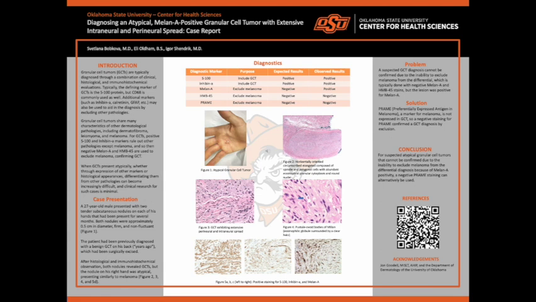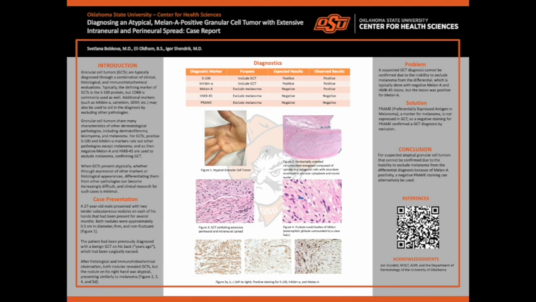And so figure 1, that's how it presented clinically. Figure 2 shows the horizontally oriented, elongated cells composed of spindle and polygonal cells with abundant eosinophilic granular cytoplasm and round nuclei. So it looks like melanoma. So that's why it was definitely included in the differential.